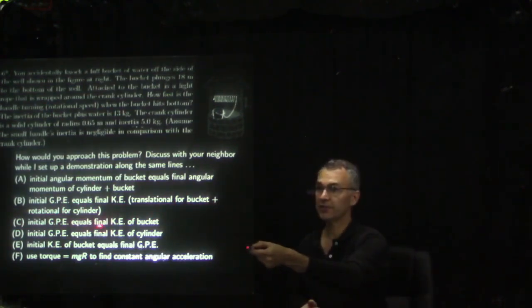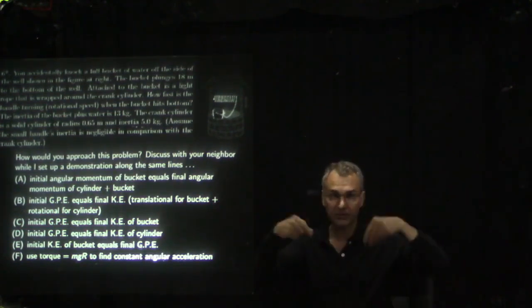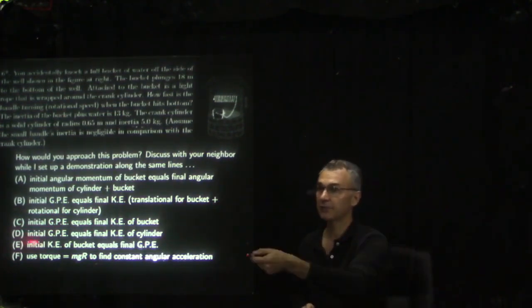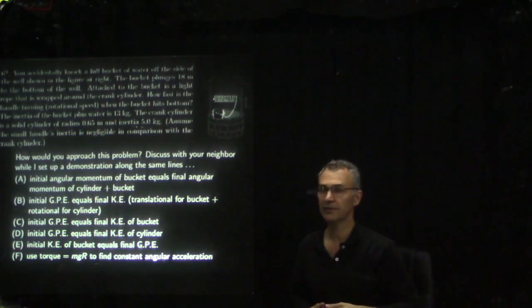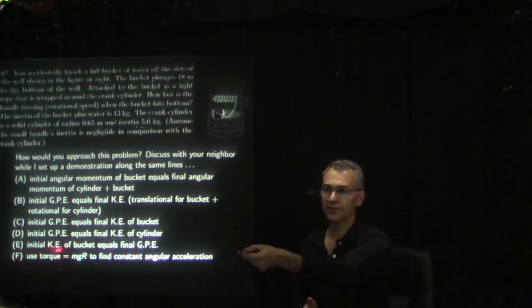Initial gravitational potential energy equals the final kinetic energy of the bucket. Well, C would be ignoring the rotational kinetic energy of the cylinder, so I don't like C. How about just the final KE of the cylinder? Again, I don't like D for a similar reason. We have to include both parts of the KE. Initial KE of the bucket equals final GPE. That doesn't make much sense. Initially, no, that's like 0 equals 0, right?